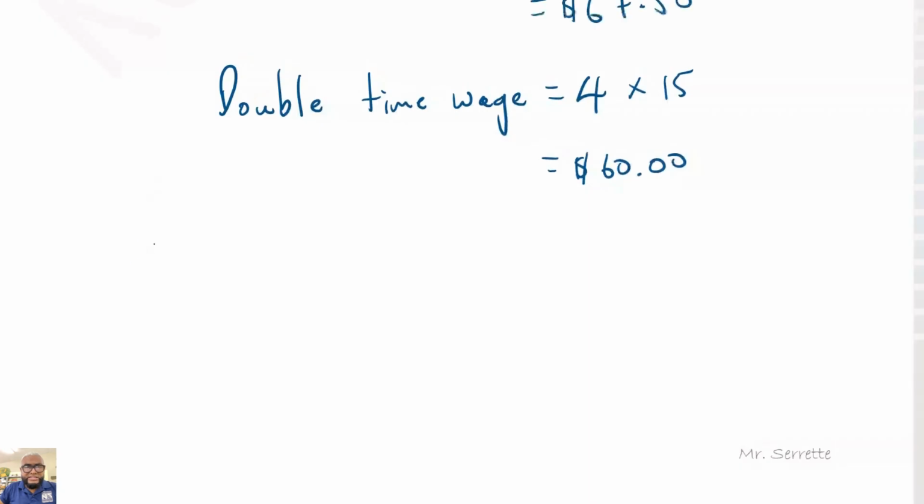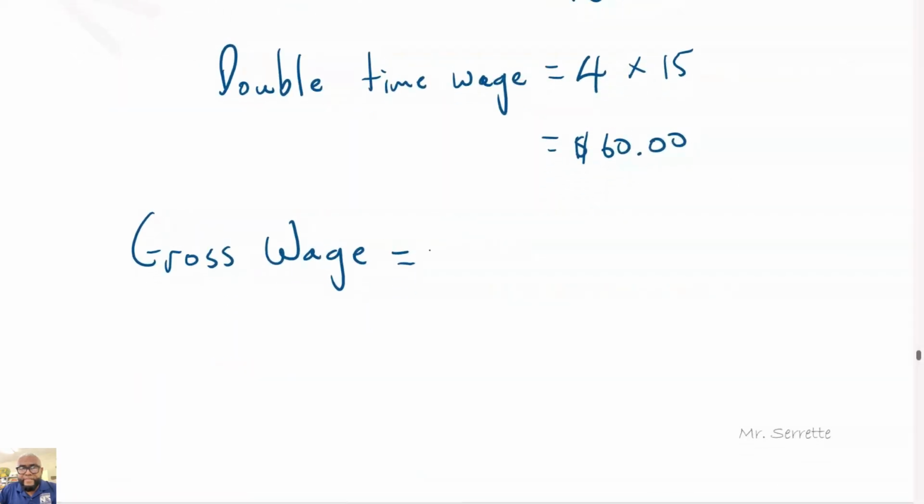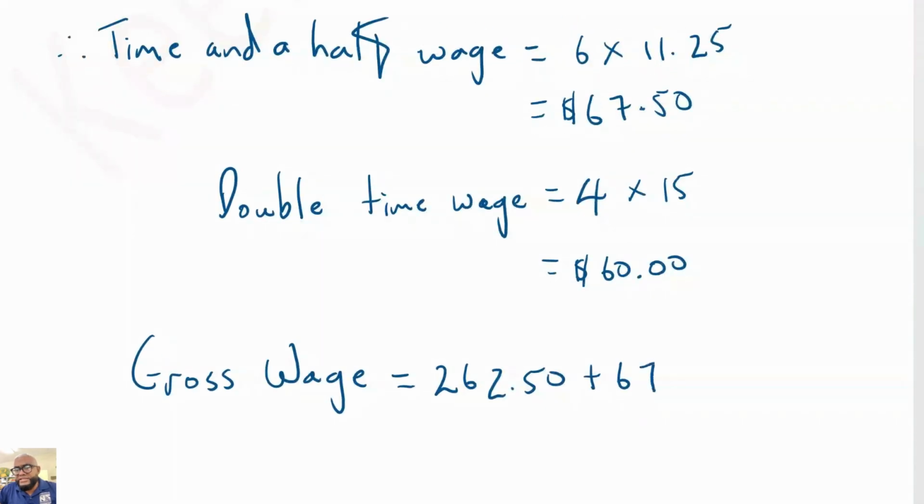So, my gross salary or my gross wage will be equal to what was my basic wage? 262.50. Plus 67.50 plus 60. This will be the time and a half wages, right? And the double time wages. So what do we get here? Gross wage. So this works out to be $390. This will be my gross wage.